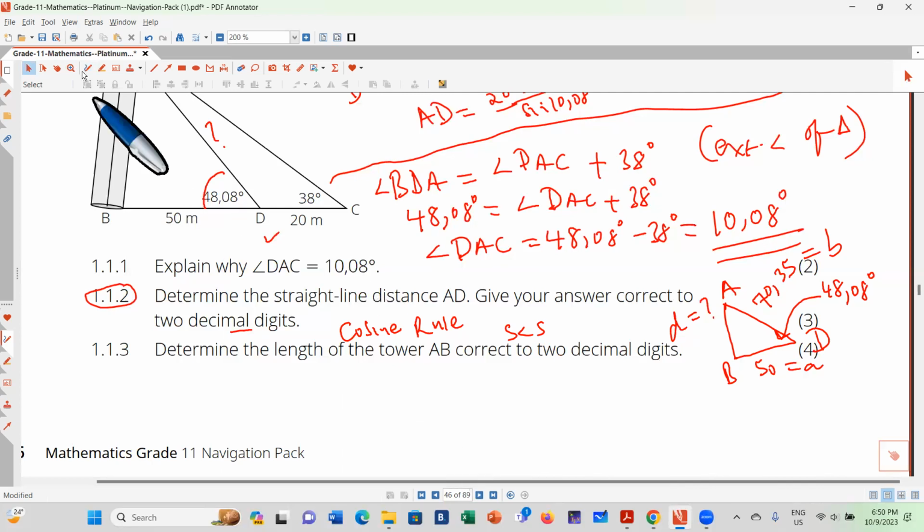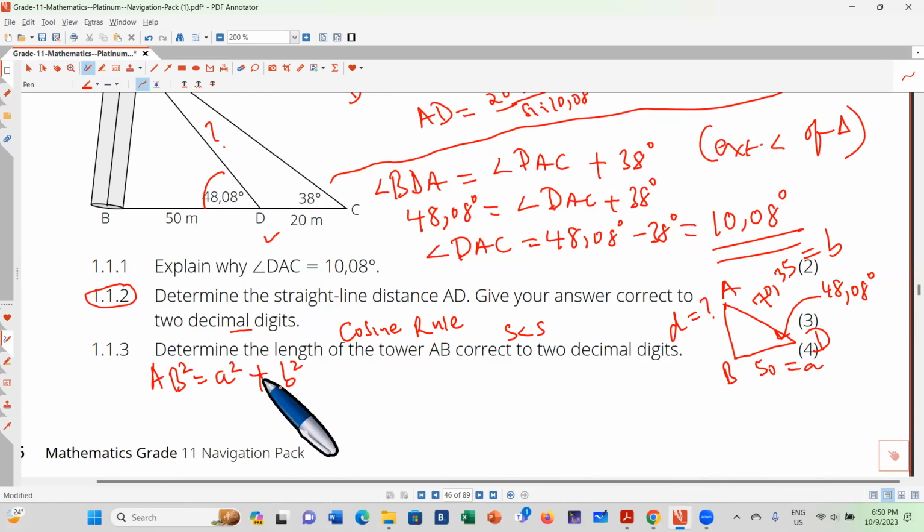Right, so to get this one, we want to find the length of AB. So we start with AB squared. We say AB squared is equal to, then we take the other side. We can take the A squared plus B squared minus twice AB, cosine of the angle included.